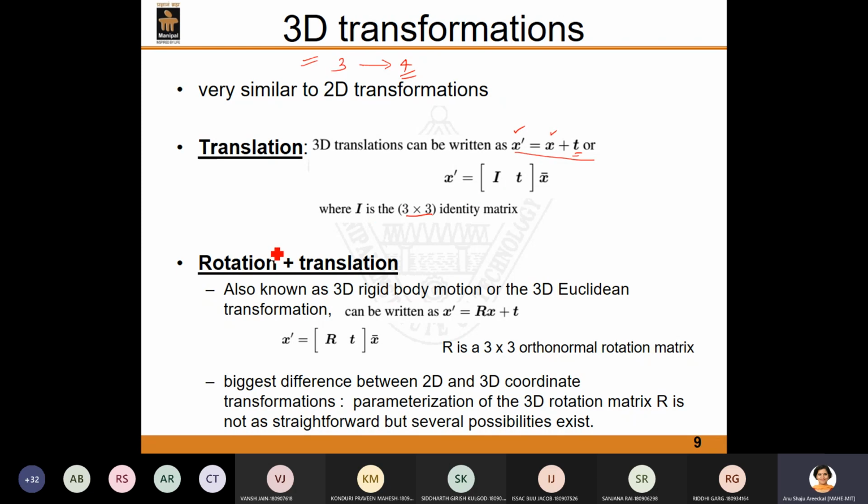Now, when you're considering both rotation as well as translation, just like in 2D space, what was done was we first rotate the coordinates of the points and then translate them.